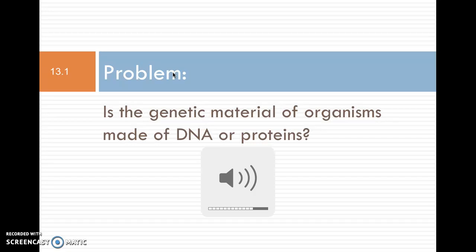The question that Chapter 13 starts to answer is: is the genetic material of organisms made of DNA, or is it protein? Since a chromosome is DNA with tightly bound proteins, scientists back in the day weren't sure which part of the chromosome was responsible for heredity.